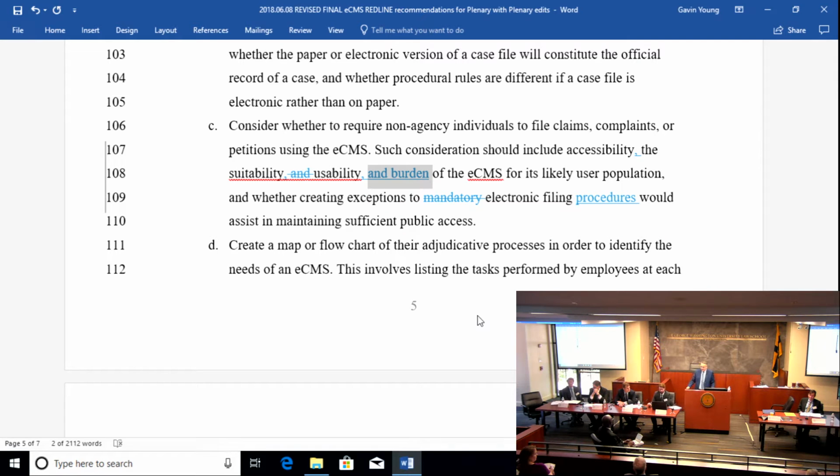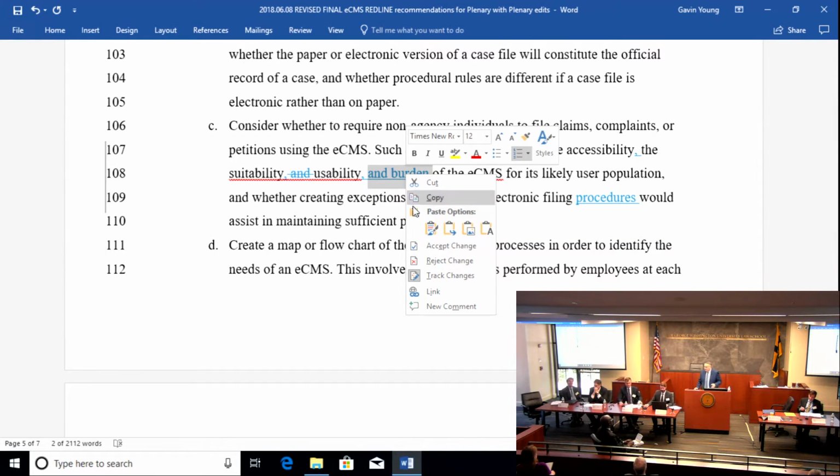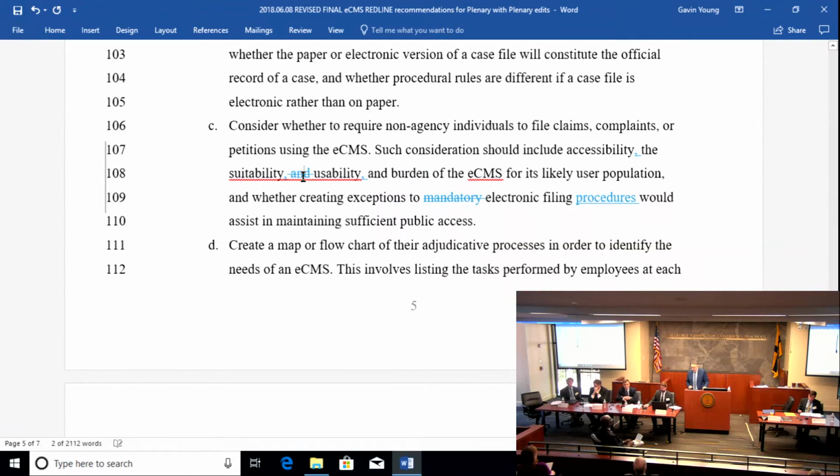Let's leave suitability in there. Is there any objection to that? And the question is whether we include burden. Is that fair, in the interest of getting this done? Yes? Connor, you move the amendment to include "and burden" in line 108, subject to any revisions by the Committee on Style. Is there a second? Yes. All those in favor? Aye. Opposed? Okay, the amendment carries.